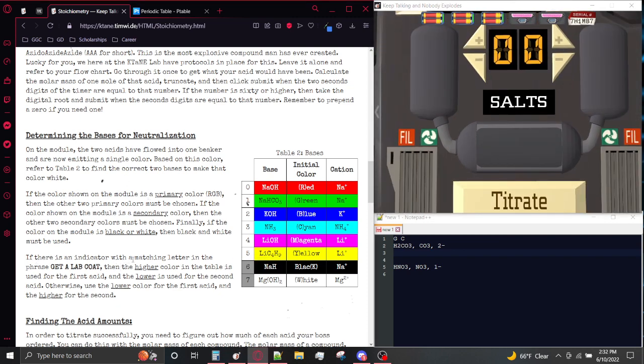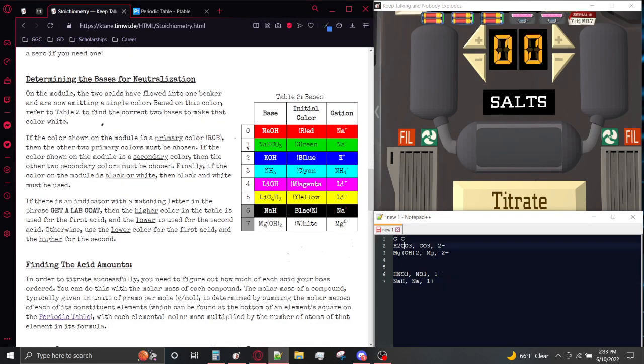If there's an indicator with a matching letter in the phrase get a lab coat, there are no indicators, so this is false. We're going to ignore this. Otherwise, use the lower color for the first acid and the higher for the second. Lower refers to position in the table, not the lower numerical value. So the lower number and the lower position in the table is MgOH2 for our first acid, base even. Mg is the cation, and the charge is 2+. And then for the other one, it is NaH. The cation is Na, and it's 1+.